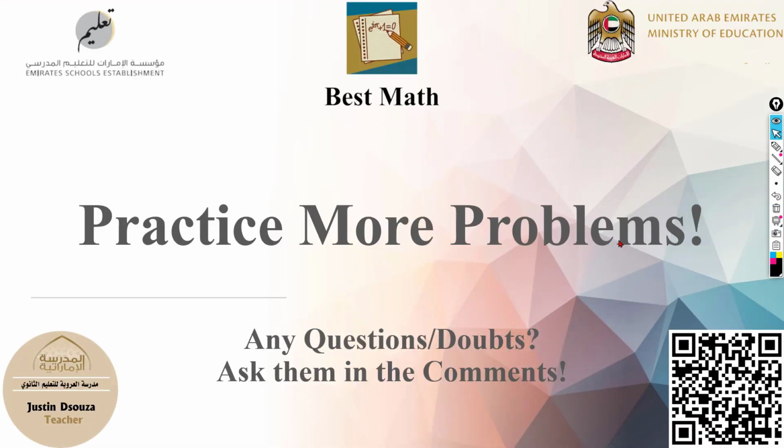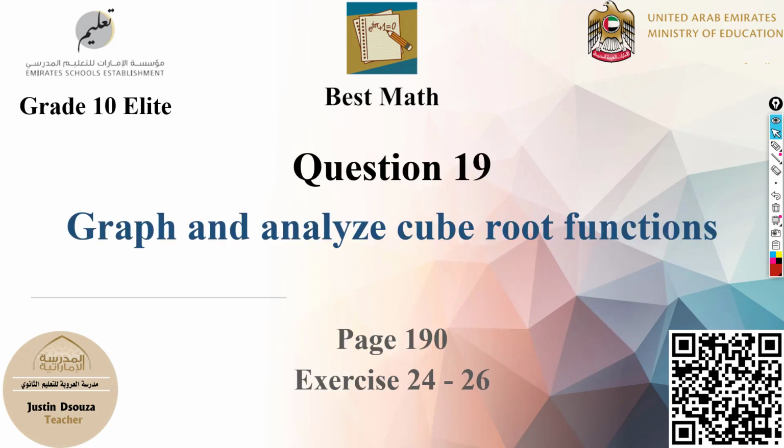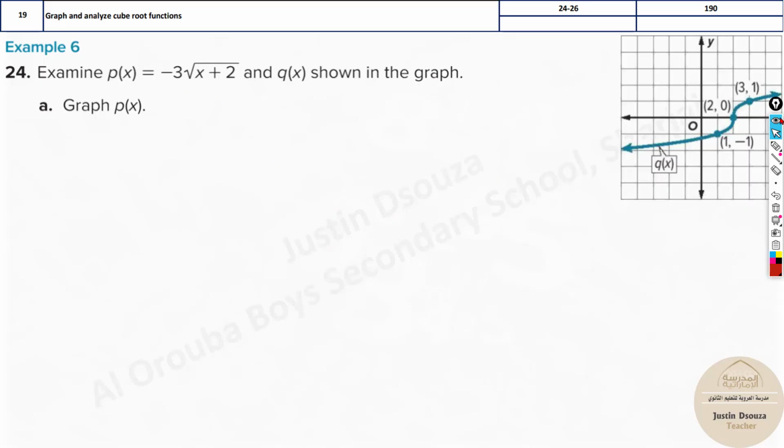So that's it. Please make sure you understand the reasoning problems well. Understand the question, reason it thoroughly, and then try to solve the problem. Question number 19 is to graph and analyze cube root functions. It's not only cube root, there is square root as well.